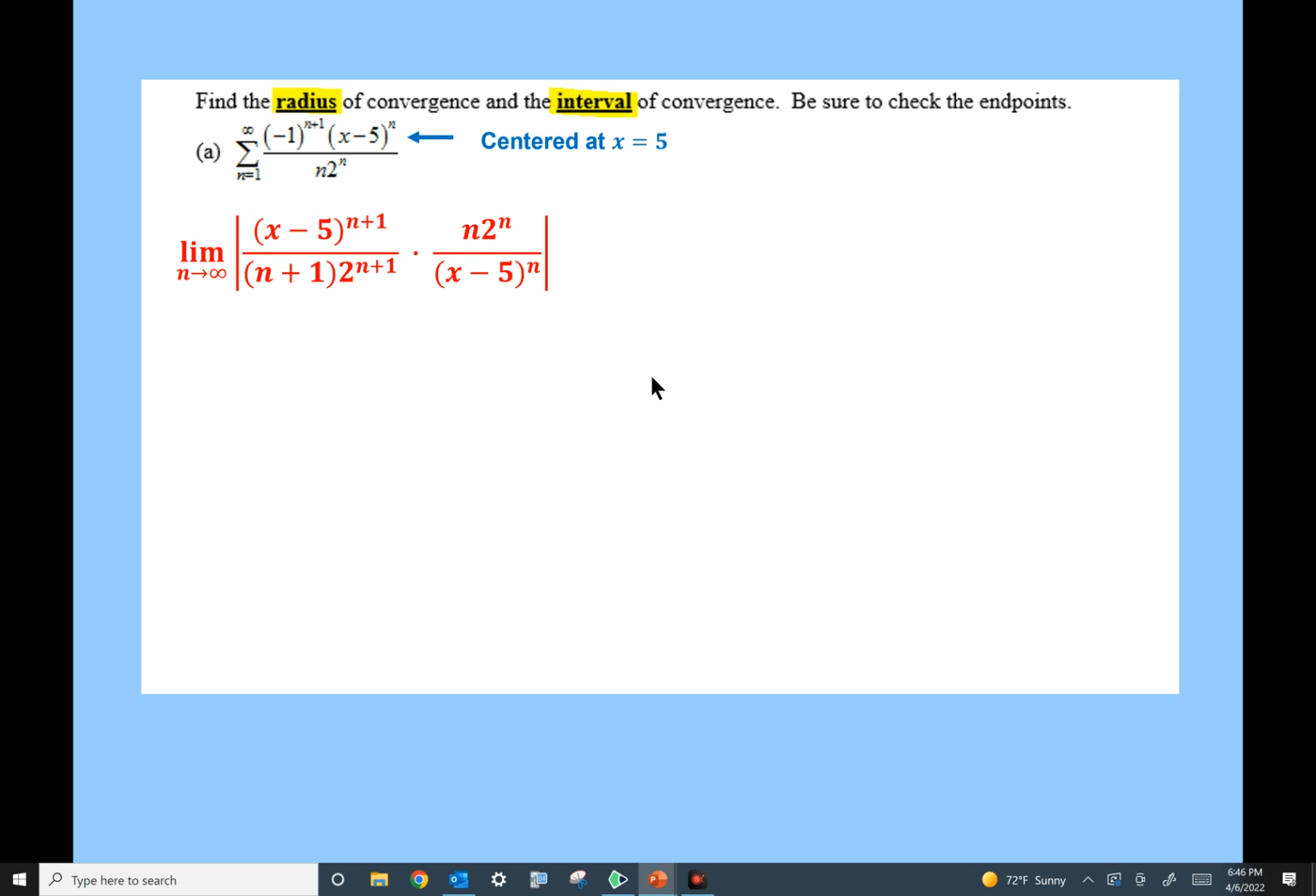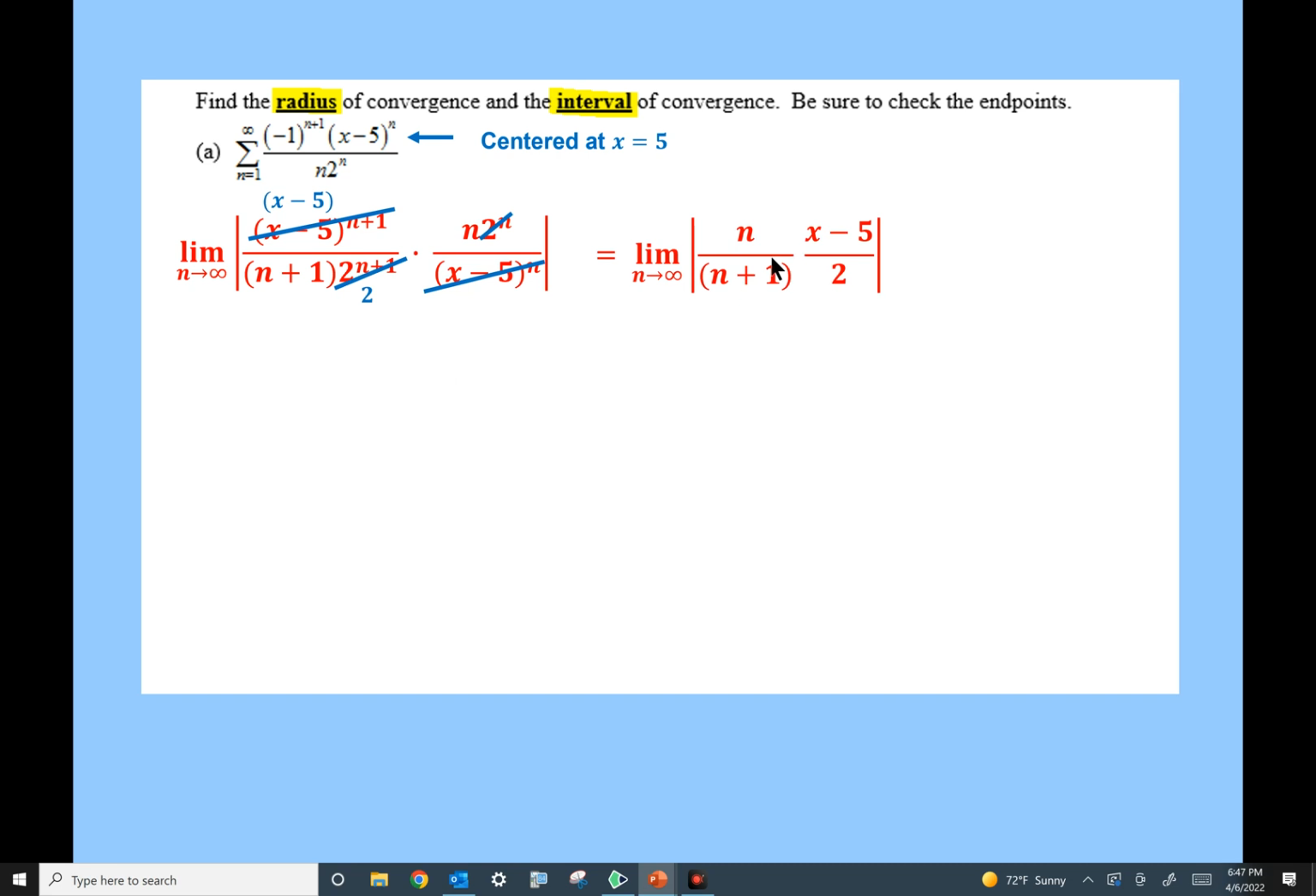And then we start to simplify. Well, I can tell that the x minus 5s are going to cancel, and it's going to leave me with an x minus 5 on top. I look at the 2's, and I can tell that the 2 to the n on top is going to cancel with the 2 to the n plus 1. It's going to leave me a 2 on the bottom. So what I have left is the limit as n approaches infinity. I have n on top, I have the n plus 1 on bottom, but also on top, I have the x minus 5, and I have the 2 on the bottom.